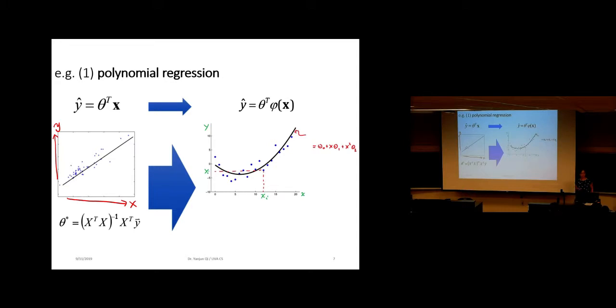Question about this? So this line is theta 0 plus x theta 1. And this is theta 0 plus x theta 1 plus x quadratic theta 2. Of course, it can represent a quadratic line, right? Just by definition.